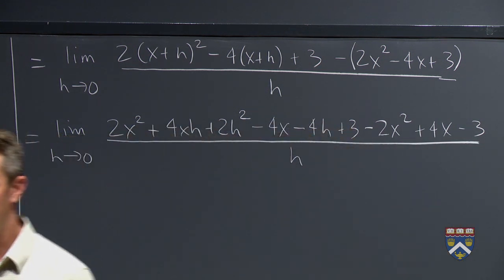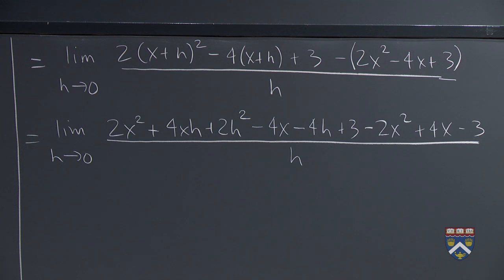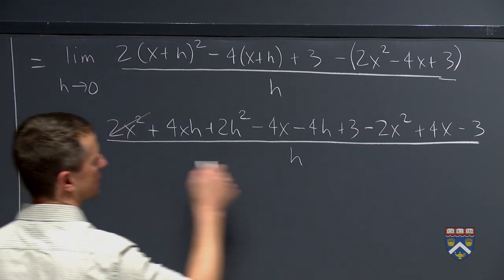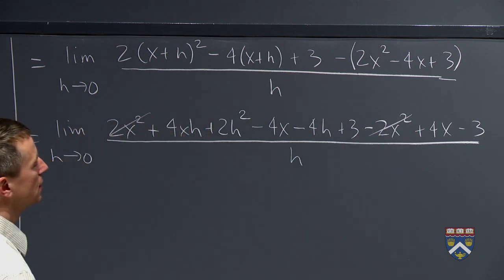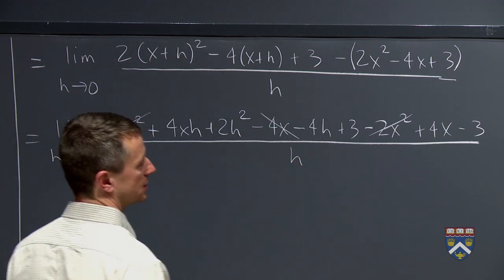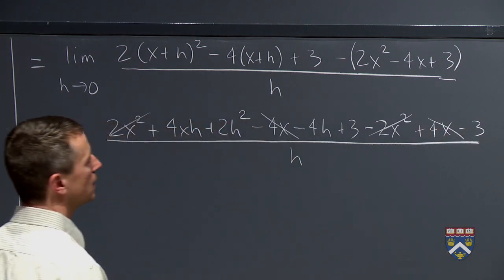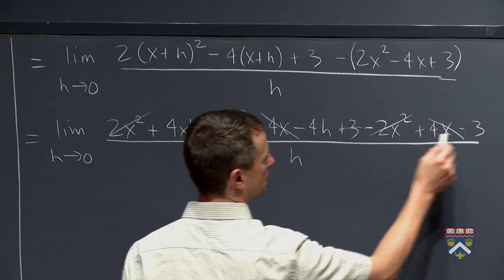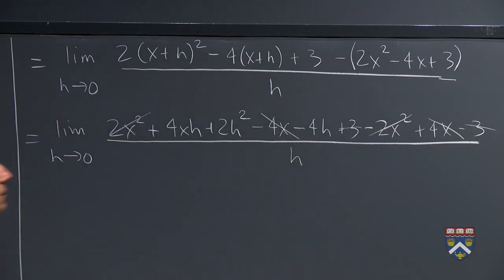And so now we're hoping that enough things will cancel that every term in the top has an h in it. So the 2x squareds cancel. That's good news. The 4x's cancel. That's good news. And the 3's cancel. That's good news. So at this point, you should ask yourself, once you've canceled everything, does every term in the top have an h in it?